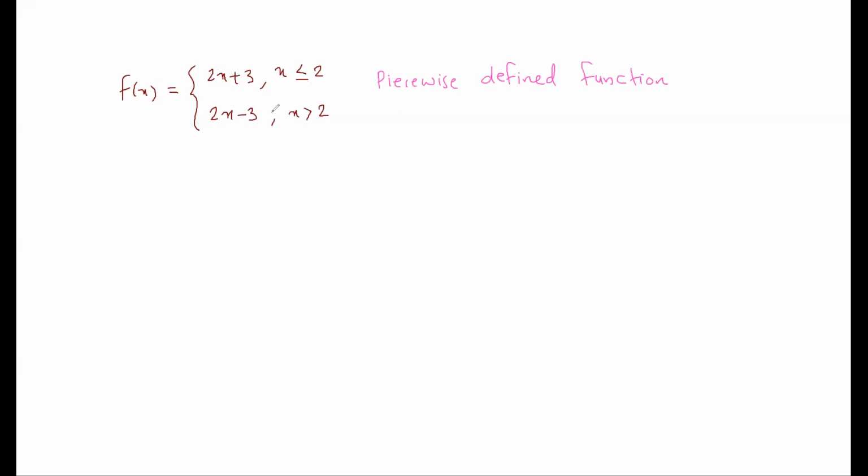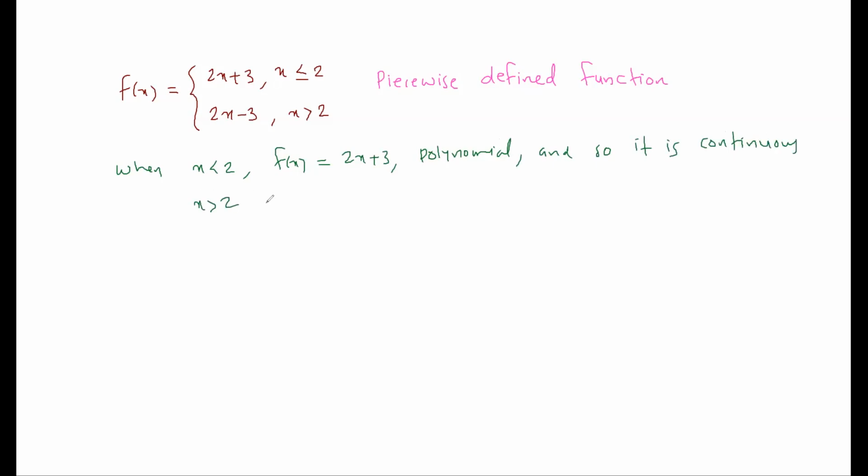So you can see when x is less than 2, f of x is equal to 2x plus 3. So it is polynomial, and every polynomial function is continuous. When x is greater than 2, f of x is equal to 2x minus 3. It is polynomial and so it is continuous. So left side of 2, right side of 2, there is no issue. Both are linear functions, so you will get straight lines. So it is continuous only. Now problem aayega x is equal to 2 mein. Maybe aayega. So check karna, x is equal to 2 mein kaise hote.